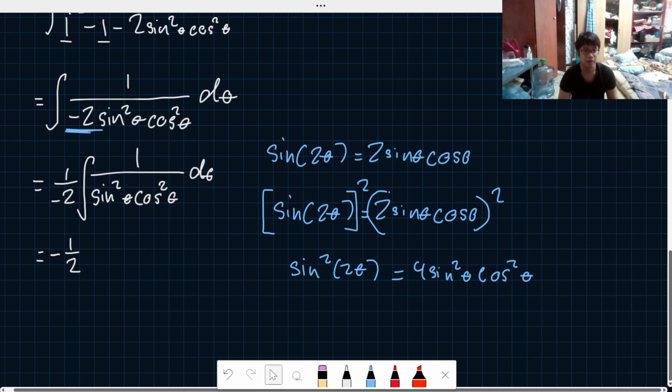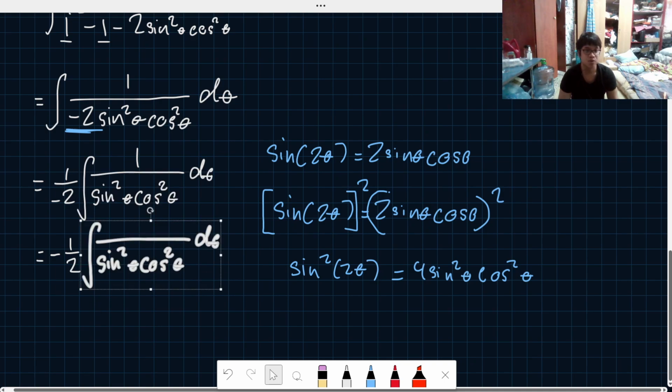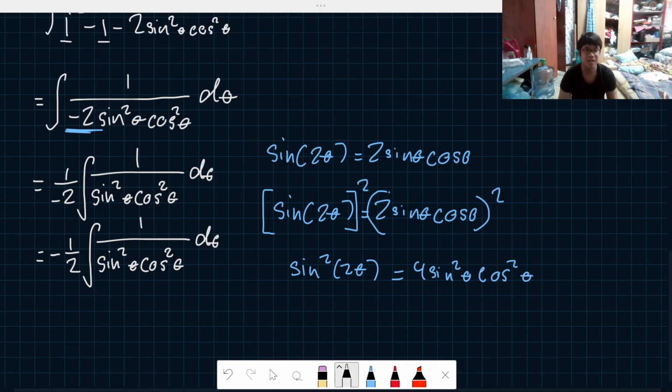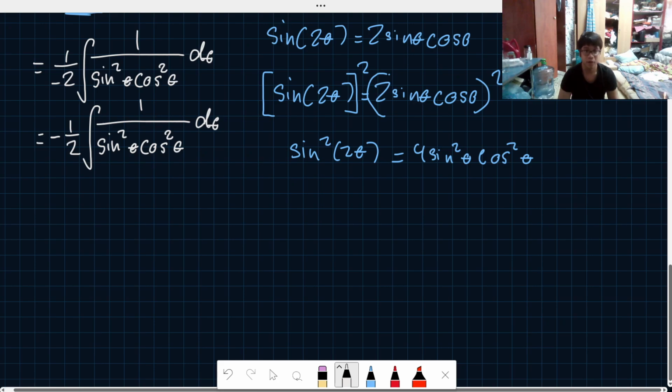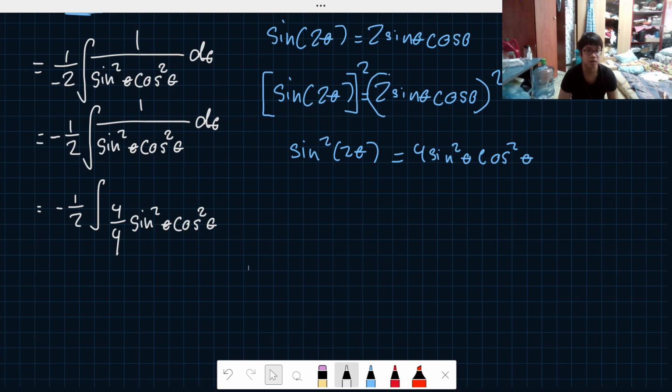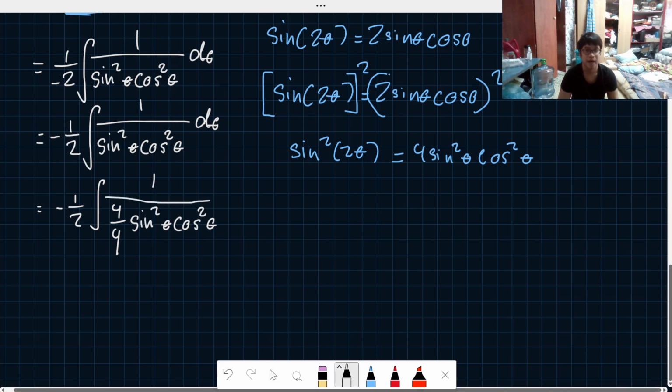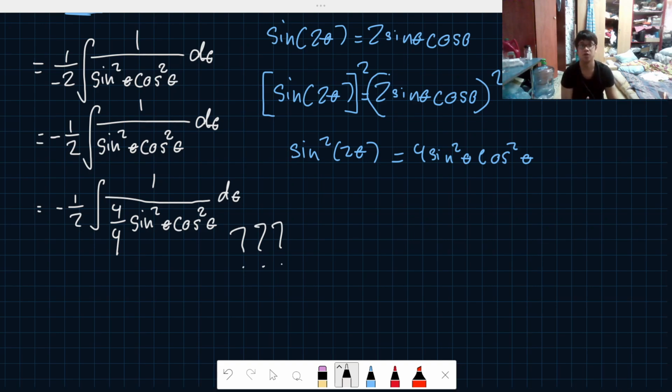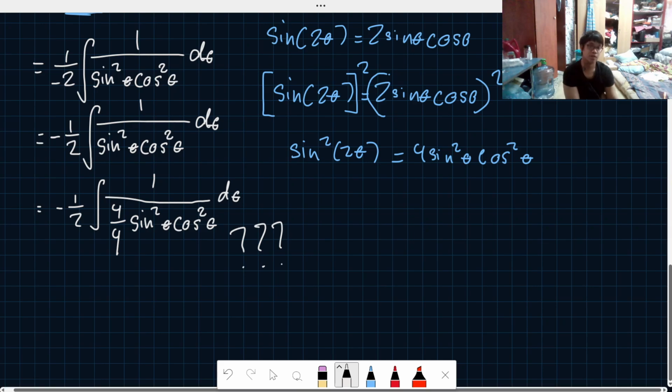Okay, much better. Now let's go back. We need 4 beside sine squared theta cosine squared theta so that we can convert it immediately to sine squared of 2 theta. So what I'm going to do here is put 4 all over 4 beside sine squared theta cosine squared theta. Now, if you're asking why I put 4 all over 4 beside sine squared theta cosine squared theta.